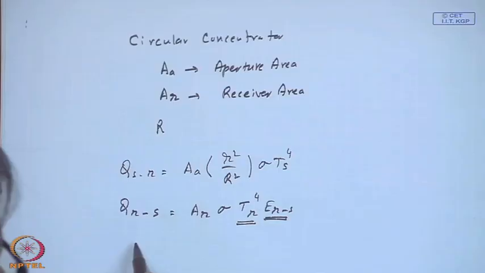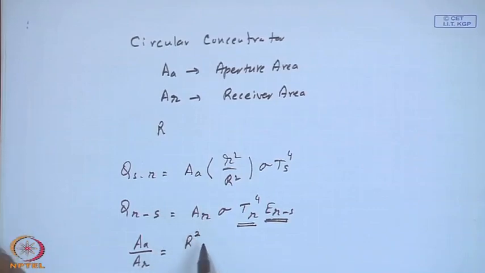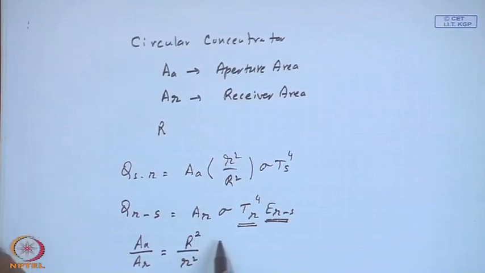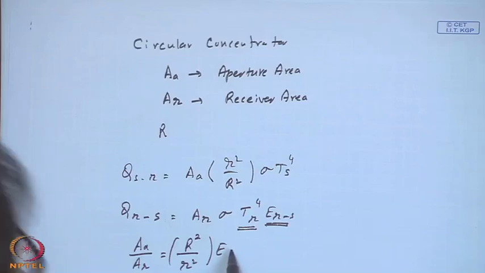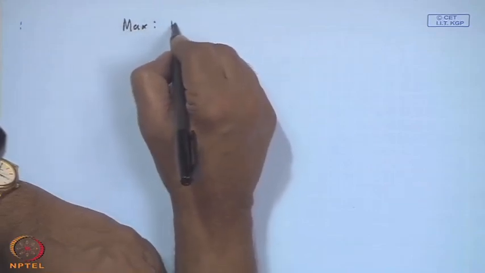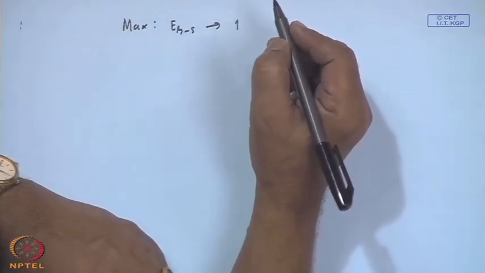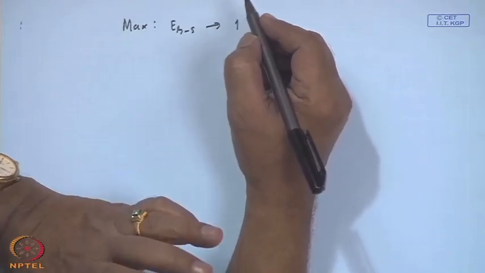So that you have the ratio A A upon A R as R squared upon r squared times F R S. That is, under the equilibrium conditions, whatever is the solar radiation received by the receiver must be getting emitted back so that the temperature does not continuously increase. And if you assume the maximum value for F R S can be 1, all the radiation emitted by the receiver can reach the sun, nothing more than that.